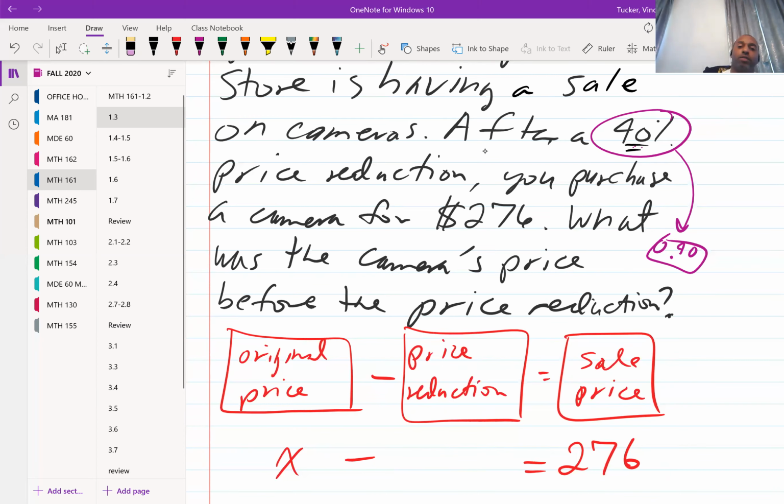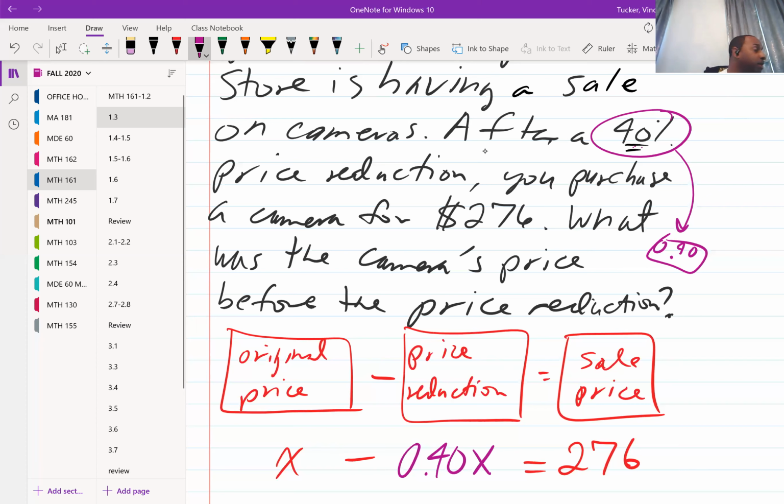Now, your percentage very rarely stands alone. In other words, you're taking a percentage of something. So I wouldn't write X minus 0.40 right here. I need something else, percentages of application. And of means multiplication. So if we have an original price, I would be taking 40% of the original price. So the way I set up the price reduction is that I would do 0.40x.